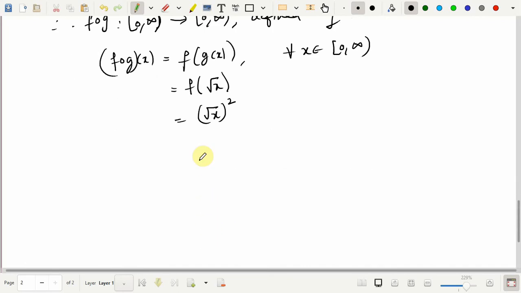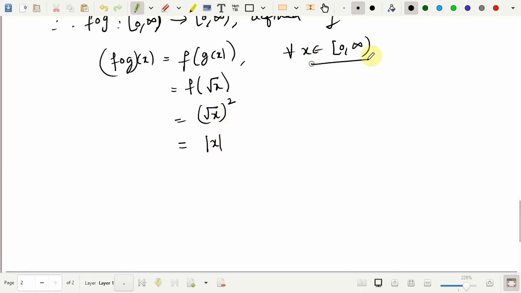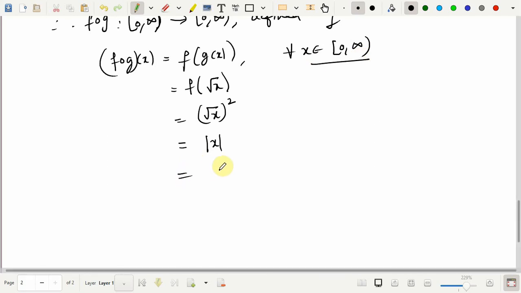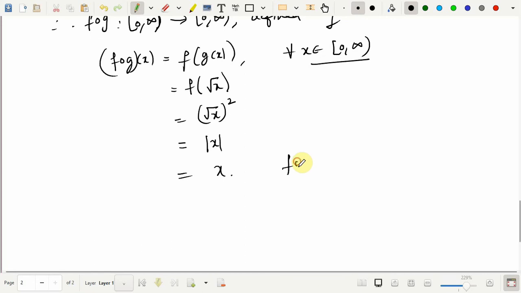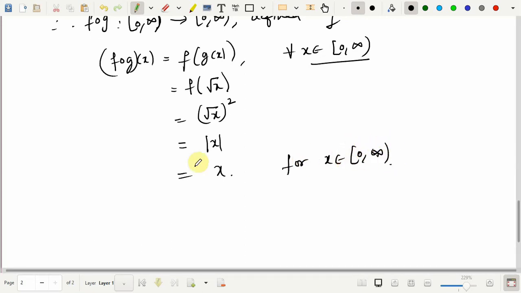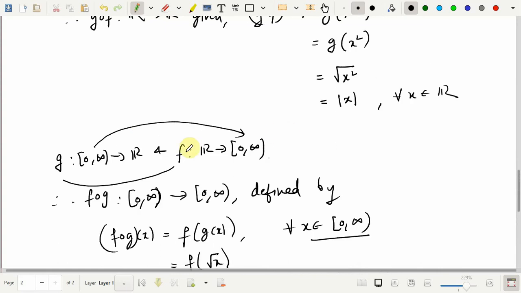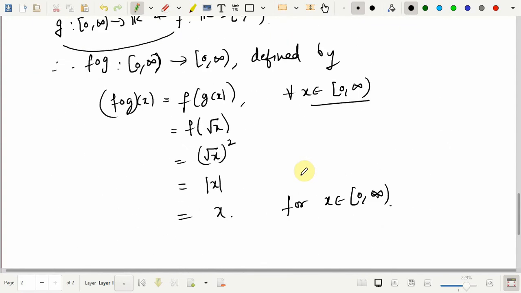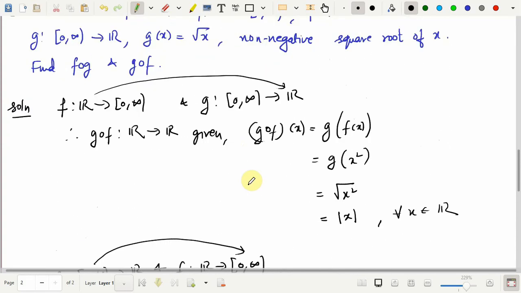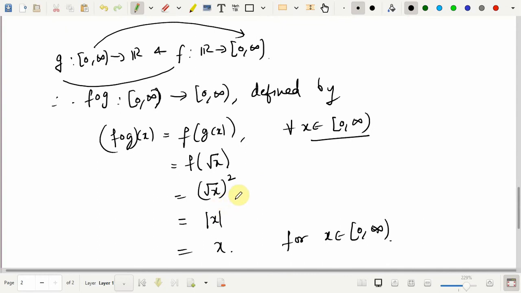So again, root of x square, in this case I'll consider it as modulus of x, because it can be plus x or minus x, but since x is in (0, infinity), the mod of x is x for x in (0, infinity), the only value. So that's why f composite g and g composite f are distinct here. In this case they are not the same, although you can see that the value is mod of x.